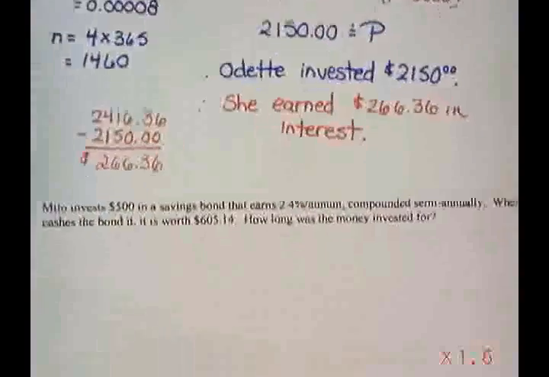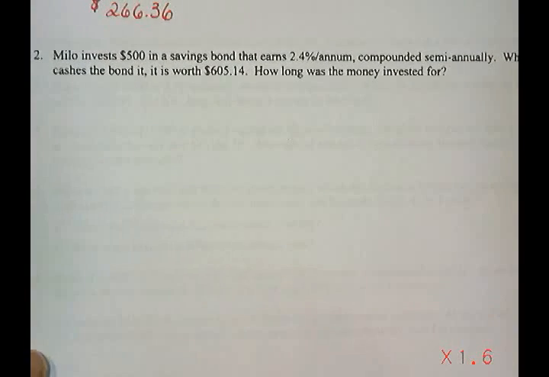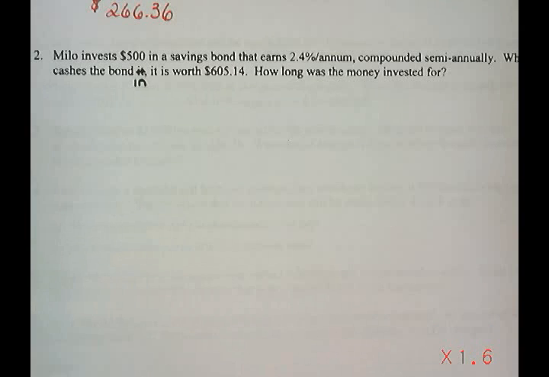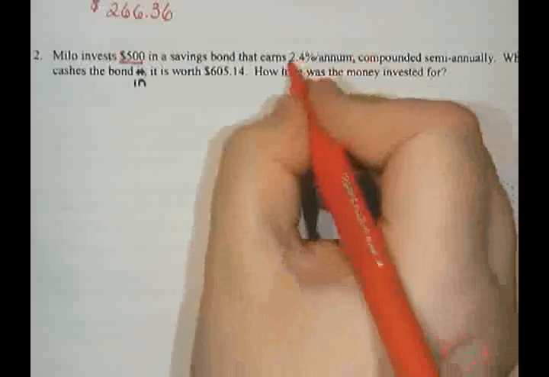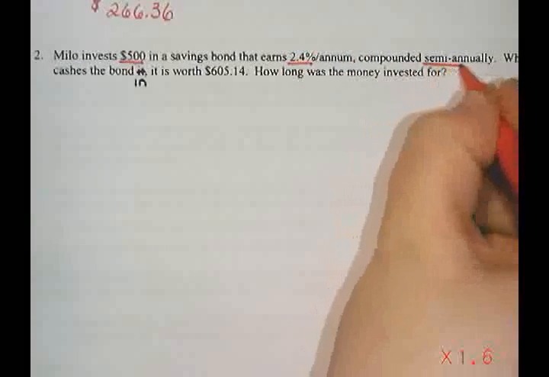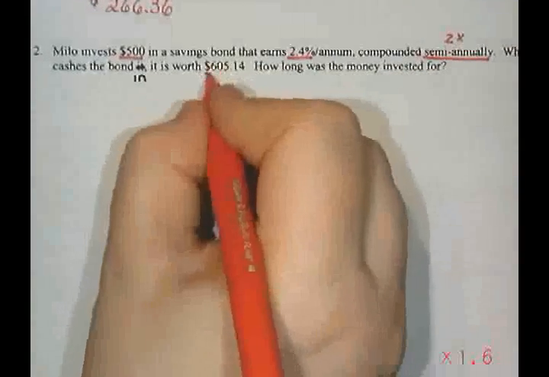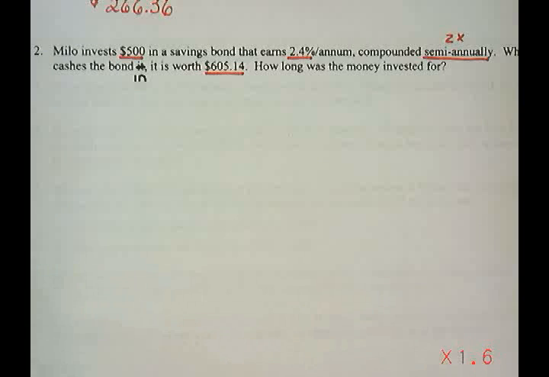Okay, our next question says Milo invests $500 in a savings bond that earns 2.4% per annum compounded semi-annually. When it cashes the bond in, it is worth $605.14. How long was the money invested for? So first thing I'm going to do is underline all the important things. So he's putting $500 in. We're getting 2.4% per annum. It's being compounded semi-annually, which is 2 times a year. When he cashes it in, it's worth $605.14. And what I want to know is how long was the money invested for, which is my N.